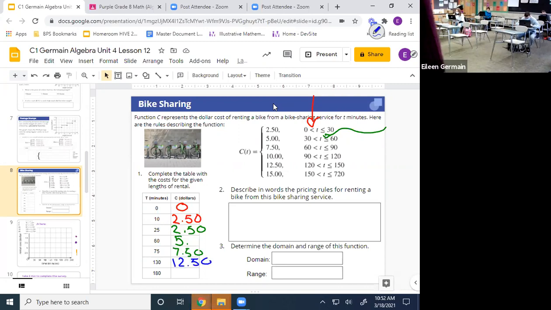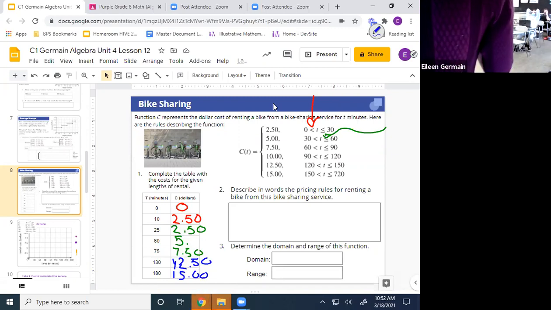$12.50. Do we agree? Do we disagree? John's shaking his head. Yes, you agree? Perfect. 180 minutes. Gwen? $15. Oh, I forgot a decimal point. I was gonna say, why is that such a big number? $15. Good. Very nice.